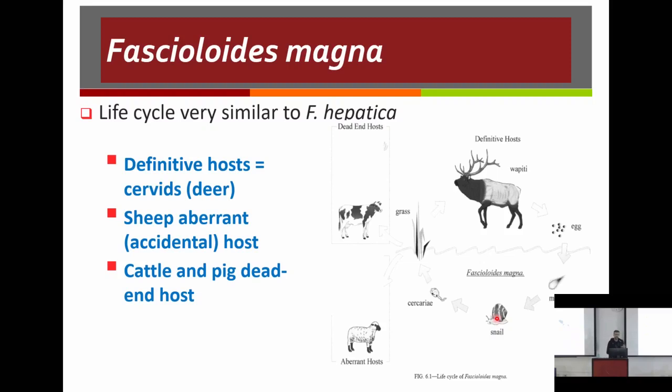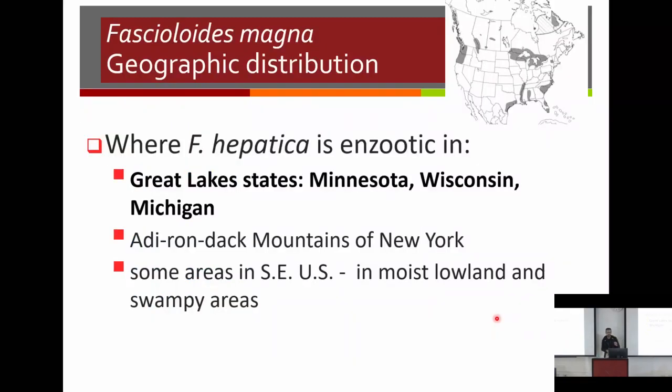Anyway, the life cycle is similar to Fasciola hepatica, but the definitive host is deer. Sheep are accidental hosts. Cattle and pigs are dead-end hosts. Normally the distribution is seen in Minnesota, Wisconsin, Michigan, and New York, so a number of different states where you will see this parasite.